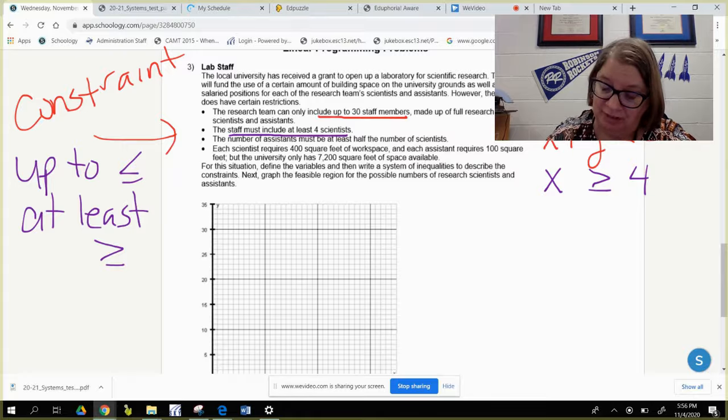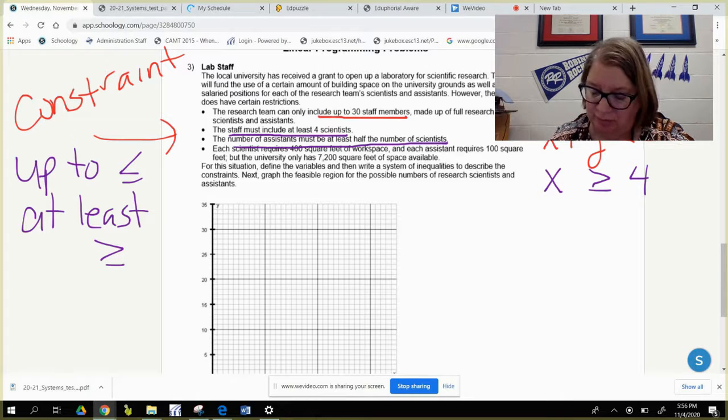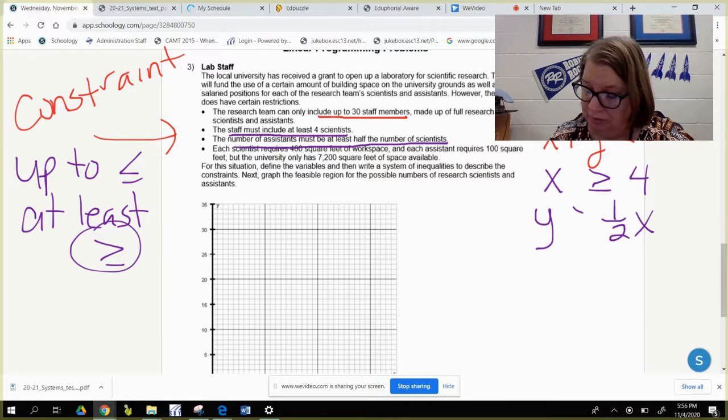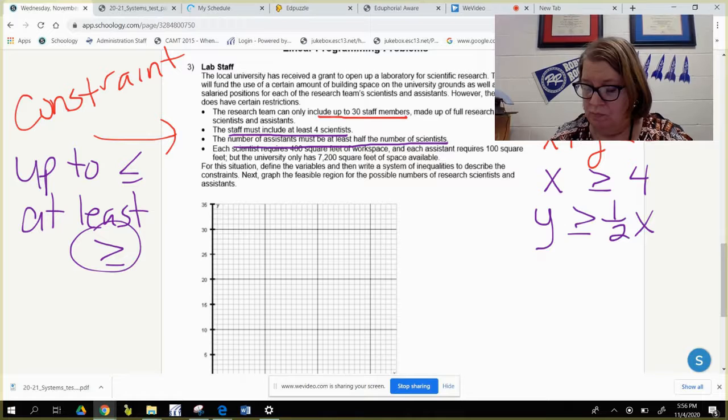Okay, what's next? It says the number of assistants must be at least half the number of scientists. The number of assistants, that's Y, must be at least half the number of scientists. At least. Oh, at least is greater than or equal to. Then we have one more.